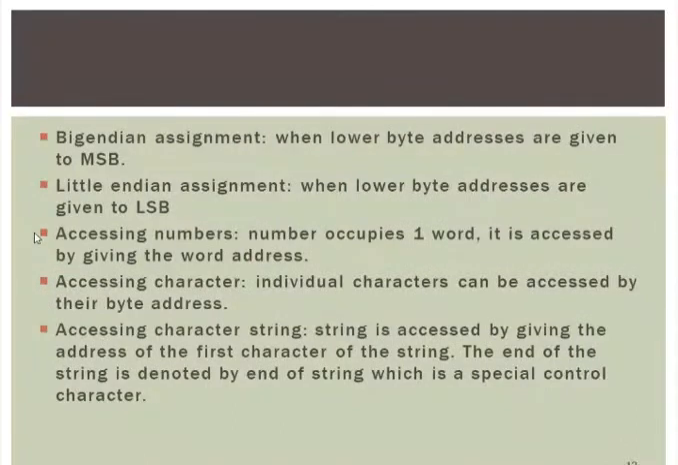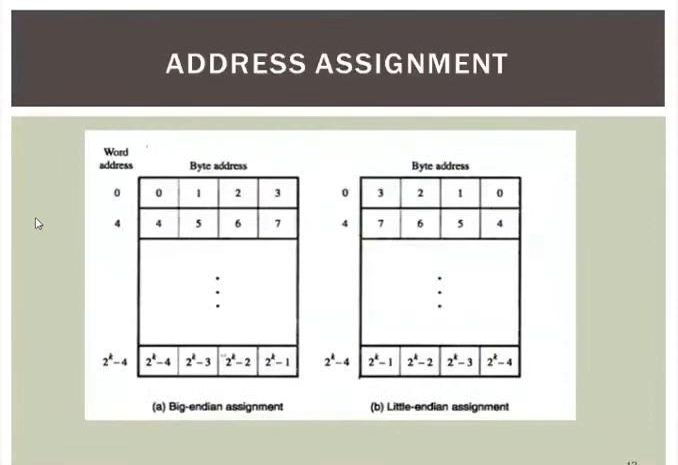And then accessing a character. How will you access a character? Characters can be accessed by their byte address. Characters will be stored in bytes. So if you want to access that character, the byte address can be given. So these are the byte addresses. If you want to access a number, you use the word address. If you want to access a character, you give these byte addresses.